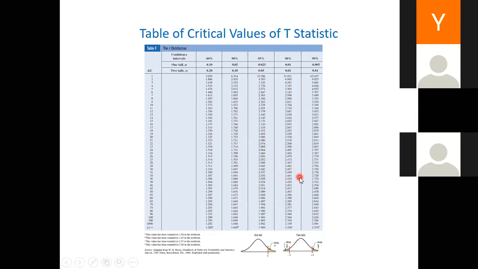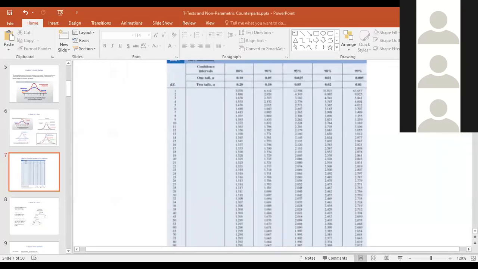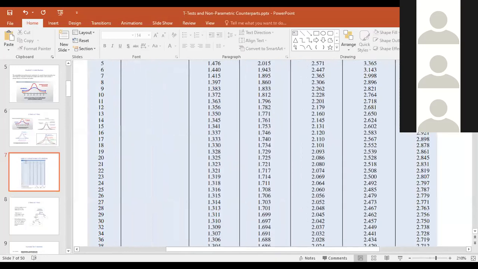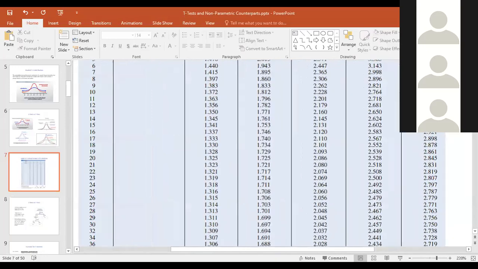Okay, let me do something. Wait, I want to do something. Maybe you'll be able to see. Can you see now? Can you see the degree of freedom of 19? It's better now. Look at this. Yes, sir, it's better. Under this column. The third column.